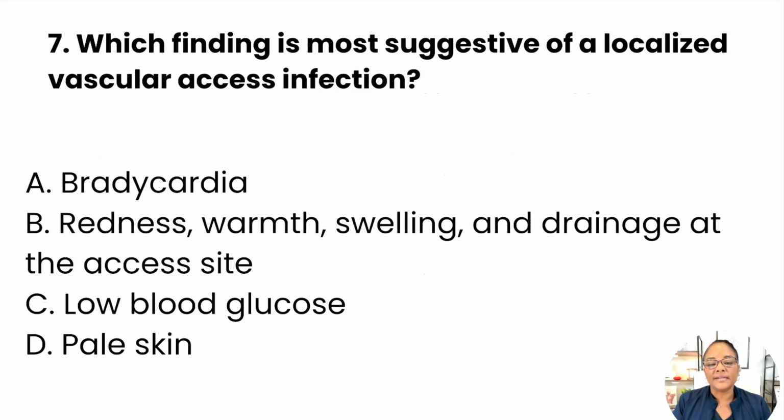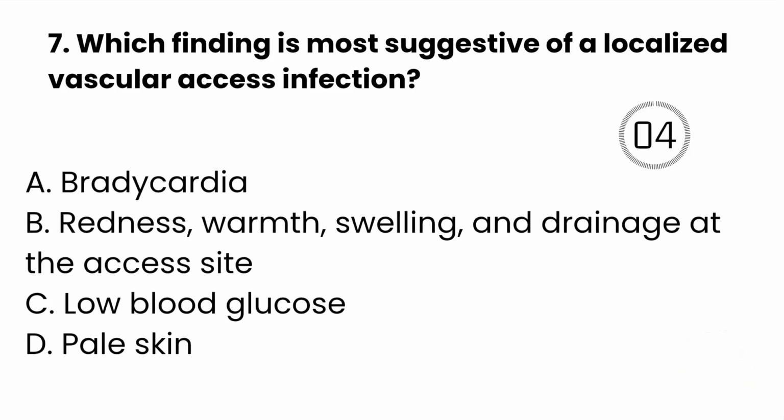7. Which finding is most suggestive of a localized vascular access infection? A, bradycardia. B, redness, warmth, swelling, and drainage at the exit site. C, low blood glucose. D, pale skin.